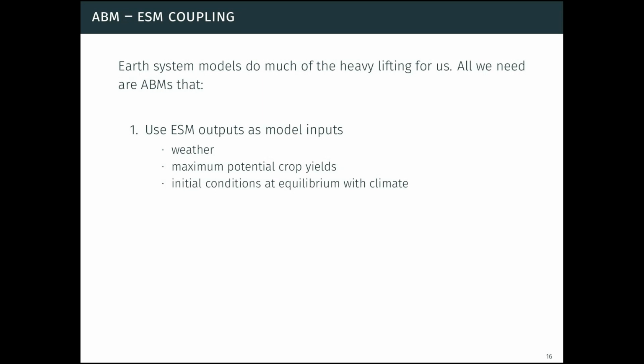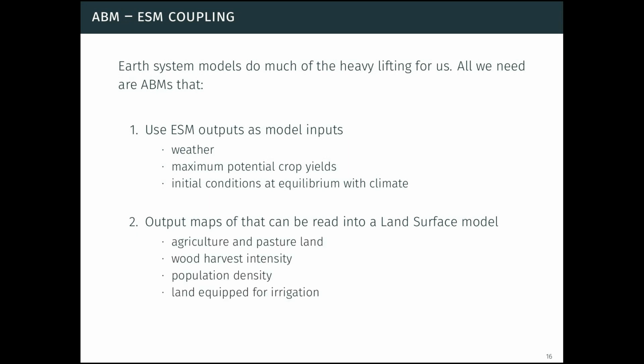And also, obviously, we need to have an agent-based model that outputs maps that can be read into a land surface model. So for the Community Land Model that I discussed earlier, it uses basically these four different types of inputs. Where is agriculture and pasture land on the landscape? Where are people harvesting wood and at what intensity? Where are people on the landscape, and where is land that's equipped for irrigation? So if you're able to generate those kinds of maps in an agent-based model, all you have to do is input them into these land surface subcomponents of the Earth systems models, and they will do the rest of the work for you.